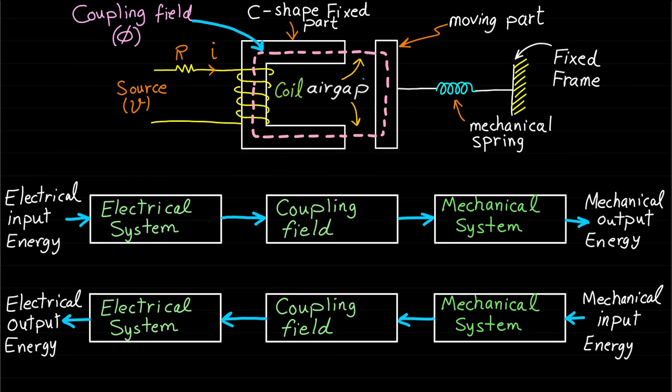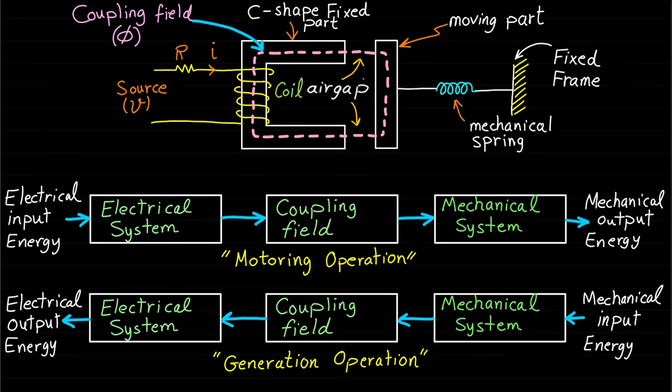In general, the operation that converts electrical to mechanical energy through the coupling field is called motoring operation, and the operation that converts mechanical energy to electrical energy through the coupling field is called generation operation. In principle, the same electromechanical energy conversion system or device can work either in motoring operation or in generation operation.